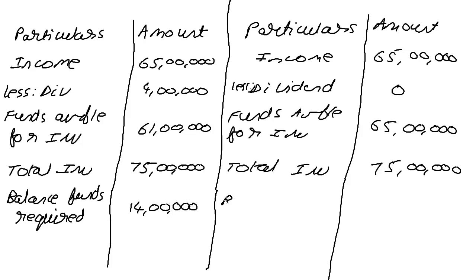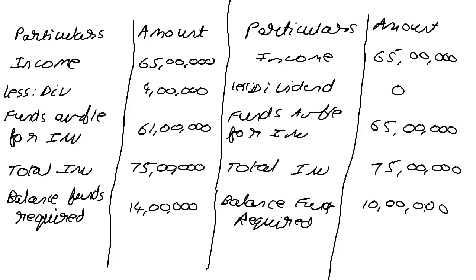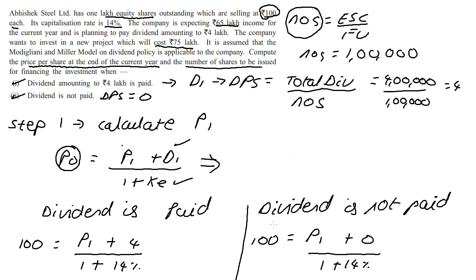Okay, and again balance funds required, 10 lakhs, while less because we did not give dividend, so we have that much money anyway. So now our next step is to calculate the number of shares.